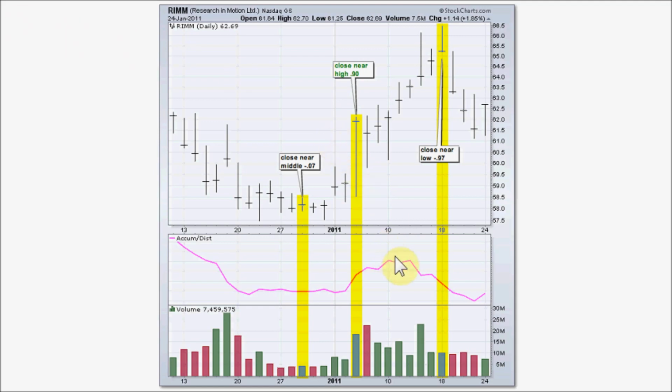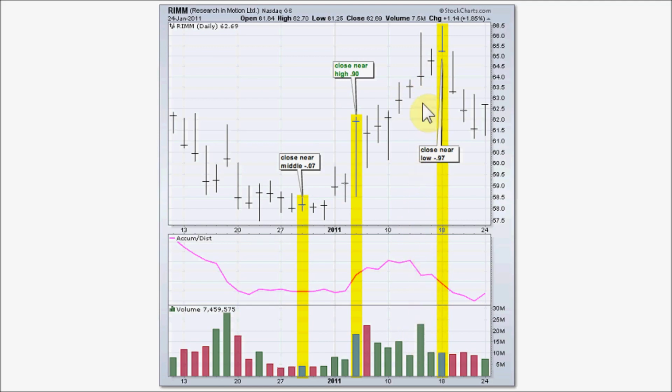Okay, our last lesson on OBV has to do with where the close is. Is it higher or lower? So this day, the close is higher than that day, and the volume was huge. So the OBV would have gone up.